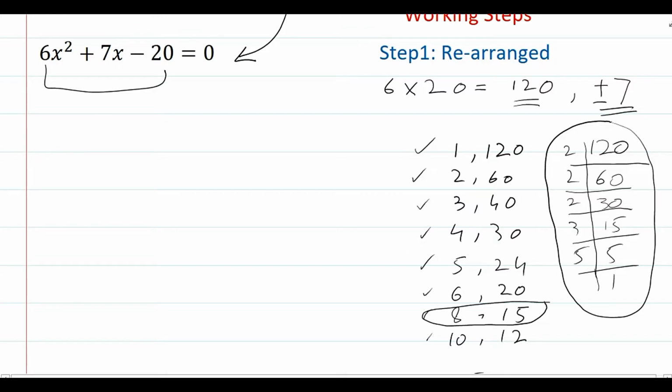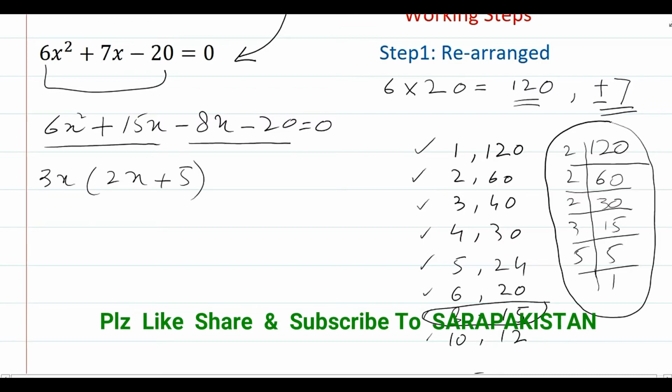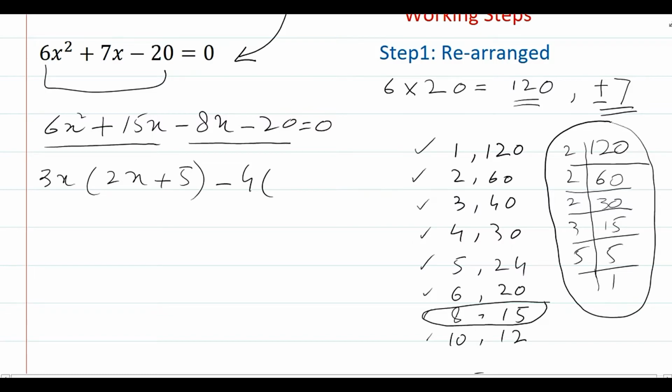You can write it as 6x square plus 15x minus 8x minus 20 equal to 0. And now you can take common. 3x is common here, and you are left with 2x plus 5, minus 4 is common here, and you are left with 2x plus 5 equal to 0.